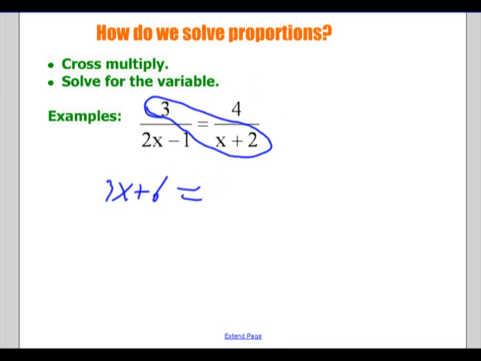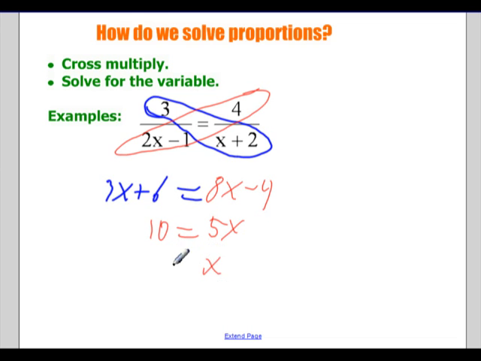And then the other way, the denominator on the left times the numerator on the right, 4 times (2x minus 1), that's 8x minus 4. And now you've got a pretty easy equation to solve. Subtract the 3x from both sides, add the 4 to both sides, and then divide by 5. And again, we get a pretty easy equation to solve.